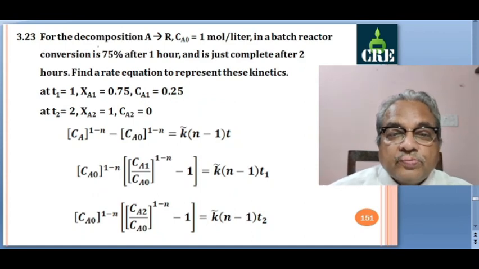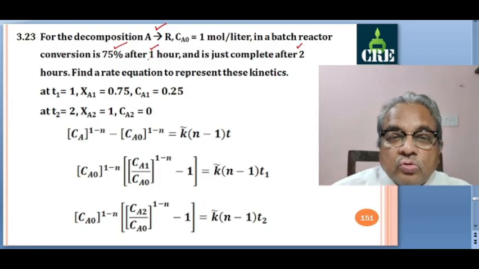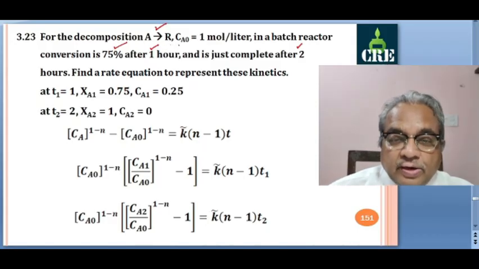Next, 3.23. The decomposition A to R, with Ca0 equal to 1 mole per liter in a batch reactor, gives us 75% conversion after 1 hour, and it is complete, that means conversion is complete, Xa equal to 100%, after 2 hours. Find the rate equation. So A gives R, that doesn't give us any information about the kinetics. It is not mentioned about the order, so we have to determine it.